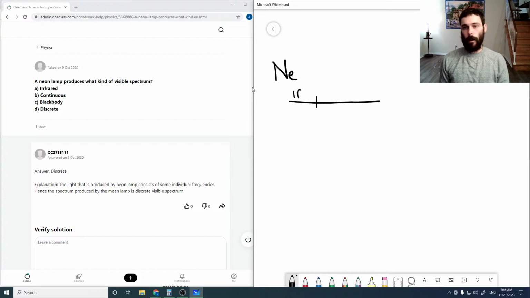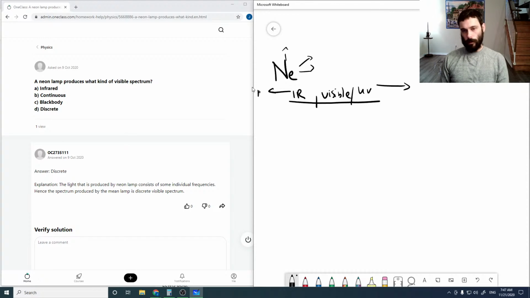All right, so we have IR, visible, UV, and then obviously tons over here and tons over here. But in any case, IR and visible are two regions of the spectrum. And black body radiation is kind of deeper down here as well, but it's mostly due to temperature. So not a visible spectrum. So discrete would be the only possible answer.